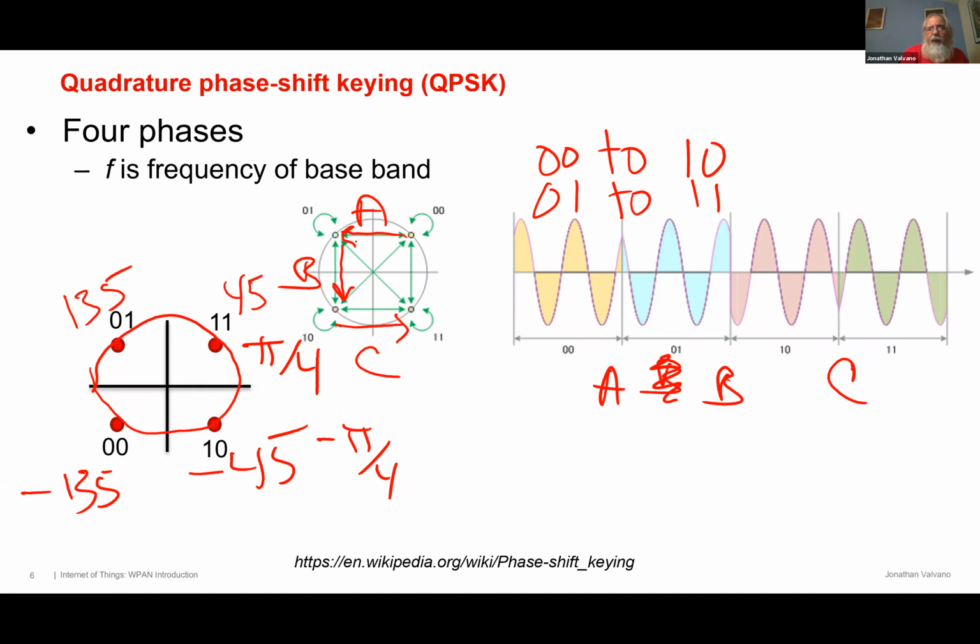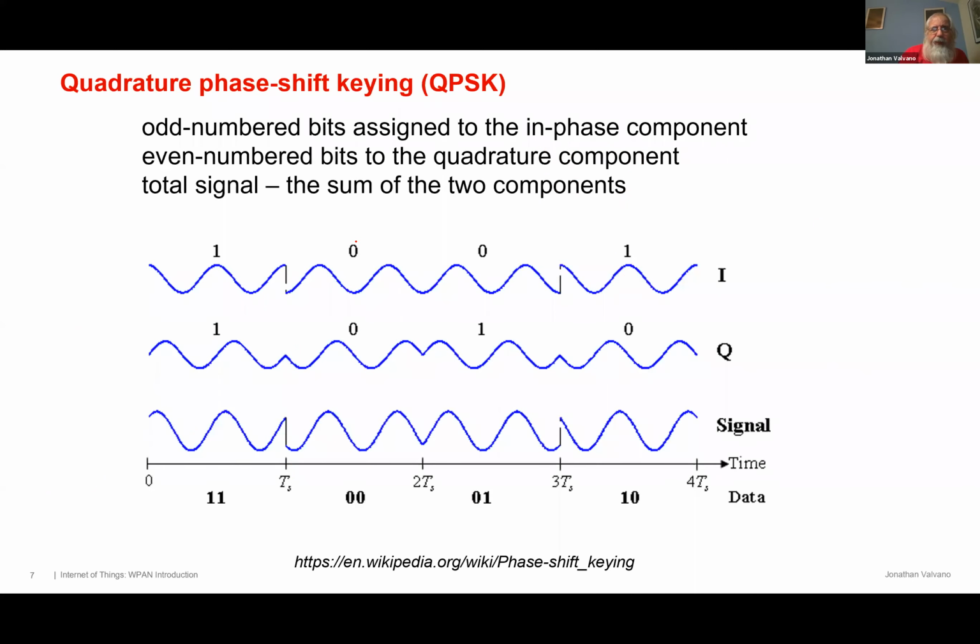There was a desire to modify this to make the high frequency discontinuities less. We wanted more bits, but we didn't want to have as much shifting and weirdness in where the bits shifted, so they offset. This is still QPSK, okay? This is still QPSK.